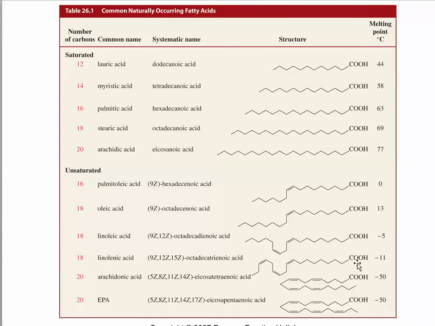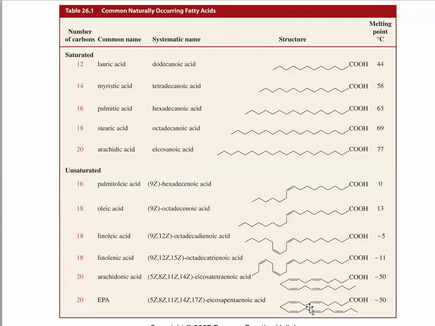The same thing is going to happen here. We get 3 double bonds thrown in. It's still 18 carbons in total. Well, look at what happens to your melting point. Extra double bonds, extra kinks. Extra kinks means less glue to keep them together, and your melting point goes down.